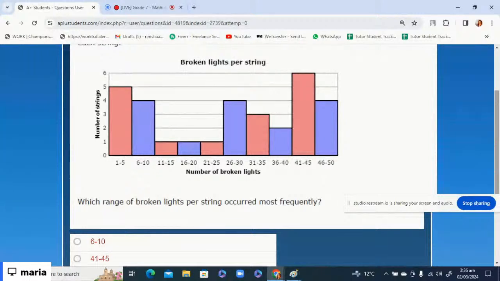Two options are given here. For the first one, the number of strings is 5. And for the second one, sorry, it's 4. For the second one, the number of strings is 6. So which one is the greatest and which one is the most frequent? That is 41 to 45.